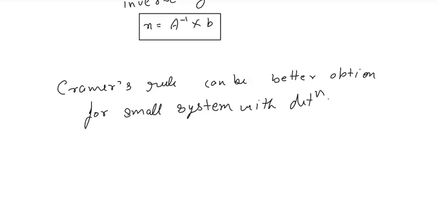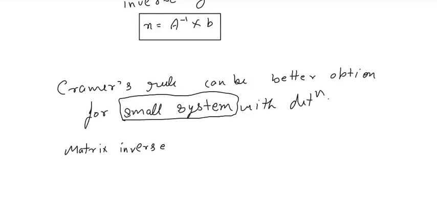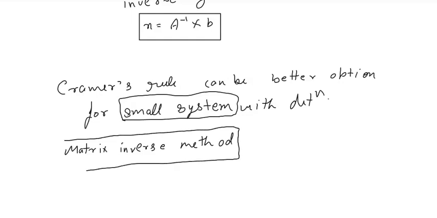Here the matrix inverse method is more efficient for larger ones. So if we have a larger system, we can use the matrix inverse method. As per your choice, you can use either Cramer's rule for small systems, and for larger ones we can use the matrix inverse method. This is for larger systems.